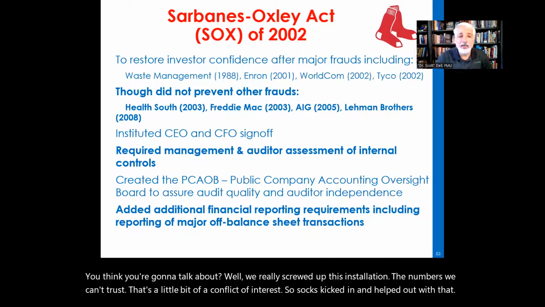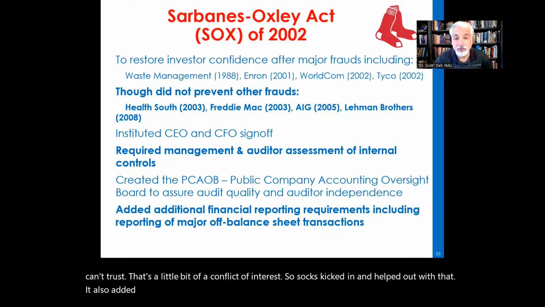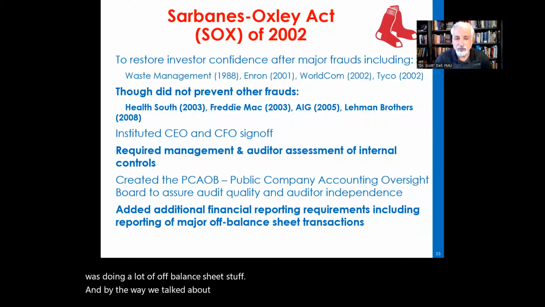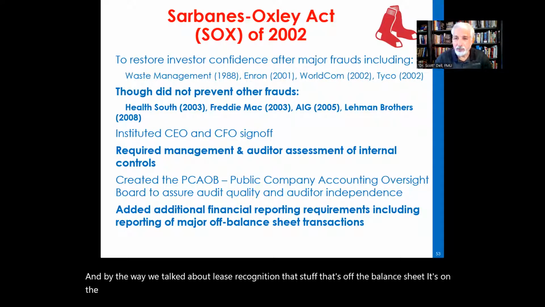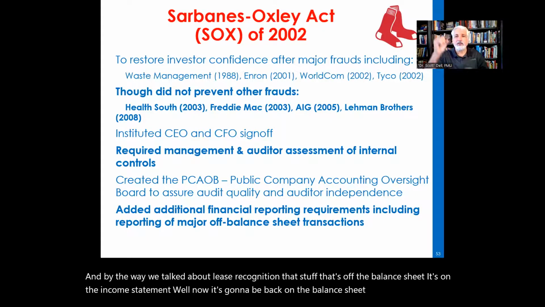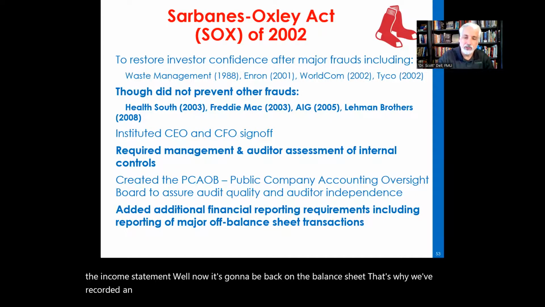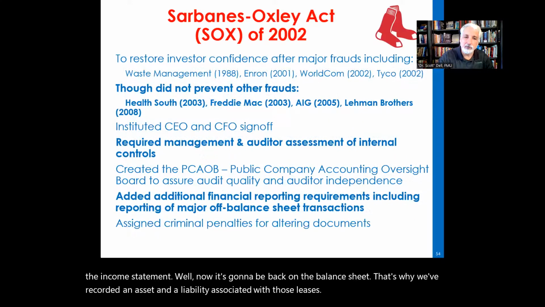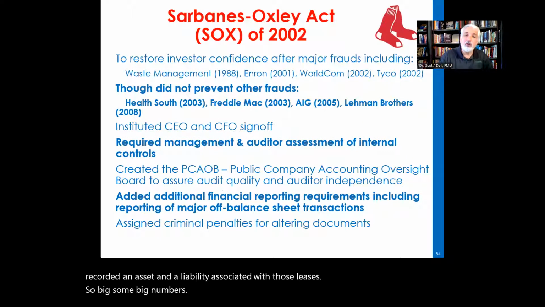It also added financial reporting requirements, including off-balance sheet transactions. Enron was doing a lot of off-balance sheet stuff. And by the way, we talked about lease recognition. That's stuff that's off the balance sheet. It's on the income statement. Well, now it's going to be back on the balance sheet. That's why we record an asset and a liability associated with those leases. So some big numbers.